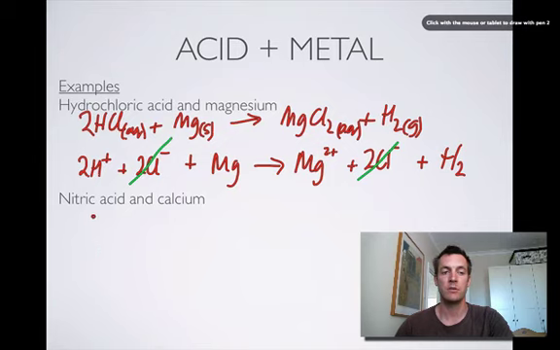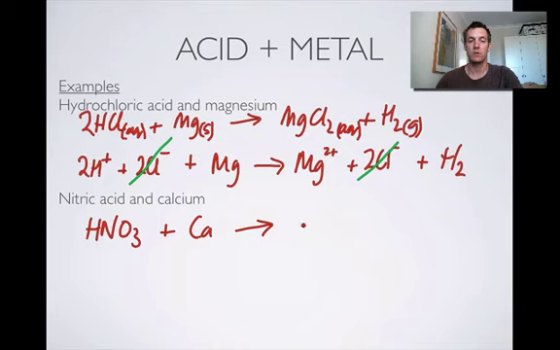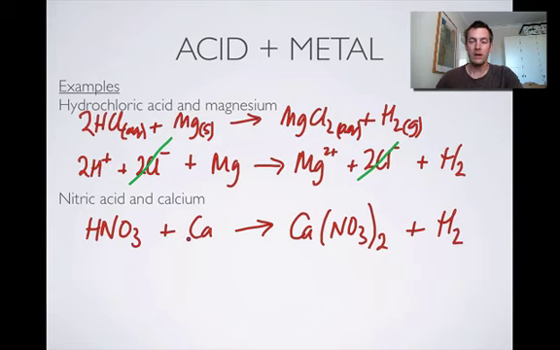Nitric acid and calcium. So symbol equation first again. Bear in mind, if you can't write the ionic equation, but you can write the symbol equation, that is going to be worth some marks. It's just not going to be worth as many as writing an ionic one. What are we going to make? We're going to make calcium nitrate. Calcium is a 2 plus ion, so it's going to have 2 nitrate ions with it because there's 1 minus. Plus hydrogen, because it's always acid plus metal makes salt and hydrogen.